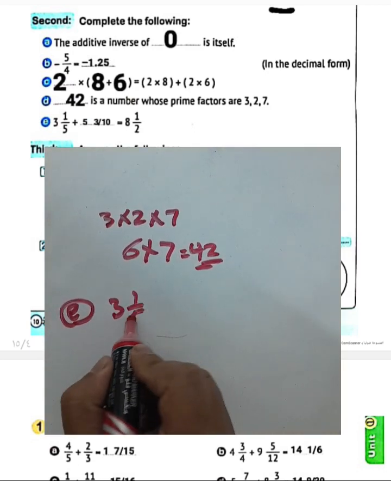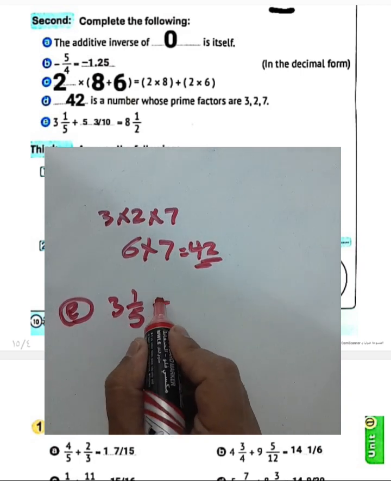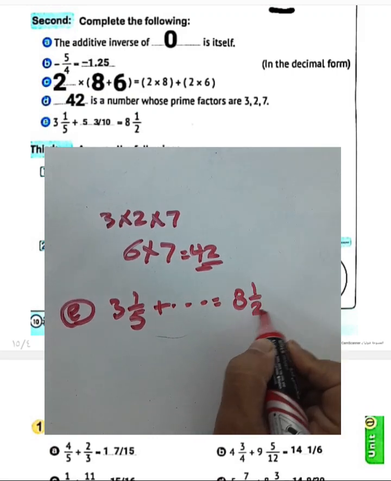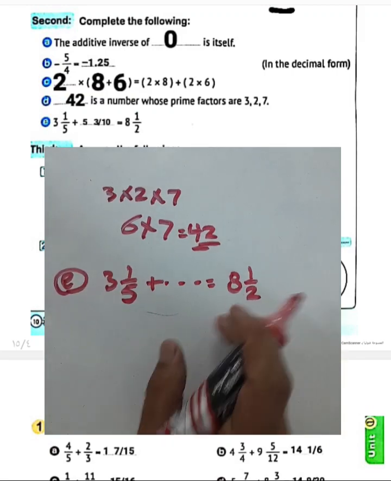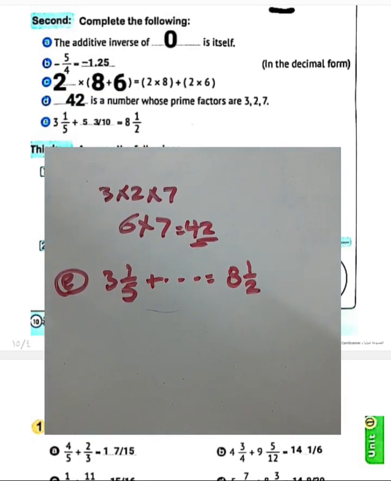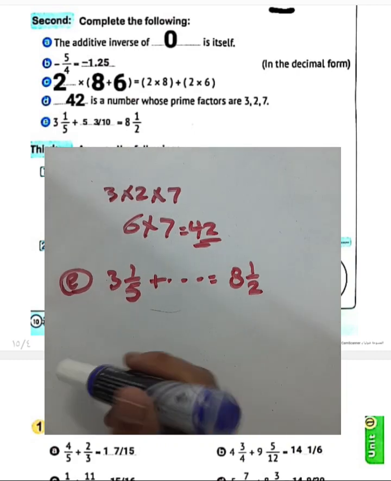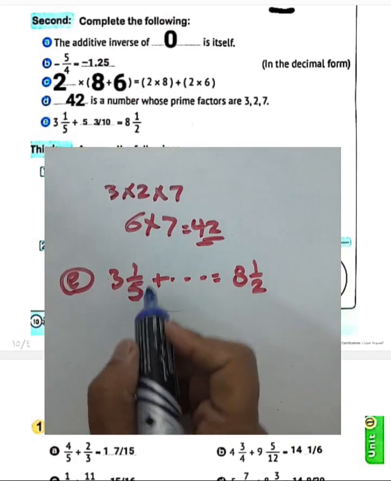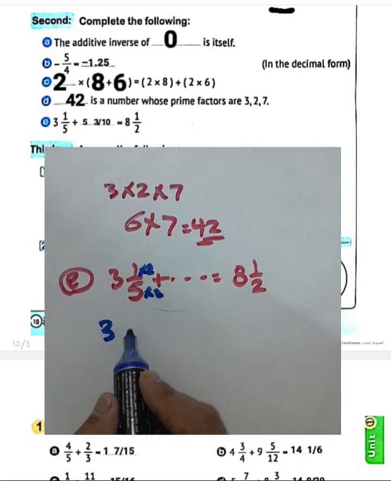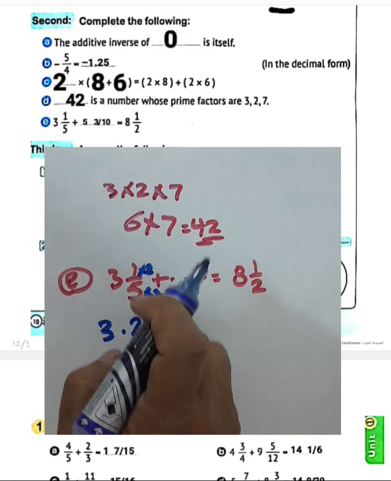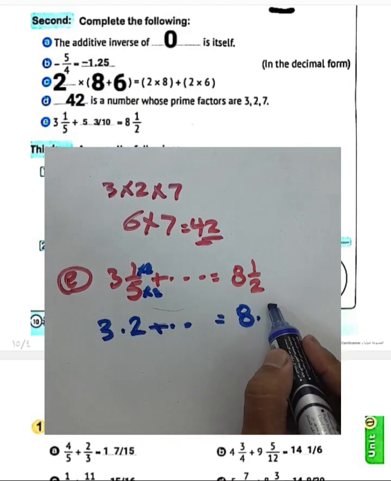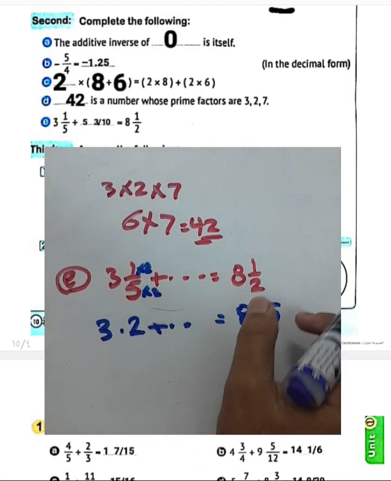3 and 1 over 5 plus blank equals 8 and 1 over 2. We can find the number by finding the difference between the two numbers. You can write 3 and 1 over 5 in decimal form by multiplying numerator and denominator by 2. It will be 3 and 2 over 10, which is 3.2, because 2 over 10 is 2 tenths. The other side, 8 and a half, will be 0.5, and 0.5 plus 8 will be 8.5.